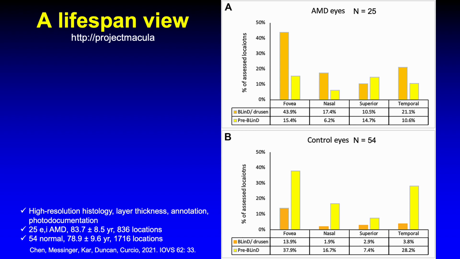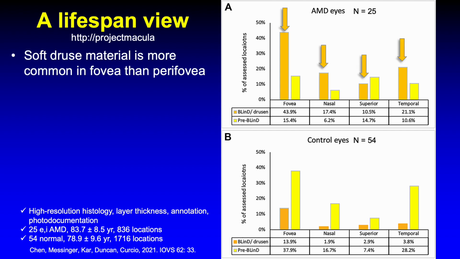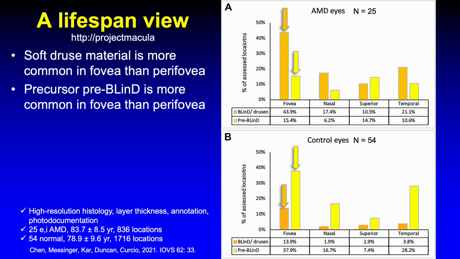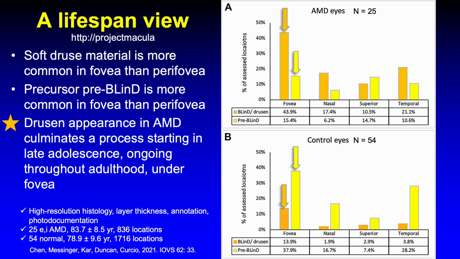This comparison of many AMD and age control eyes comes from the Project Macula website and shows that soft druse material is more common in the fovea than in the perifovea, and that the precursor pre-basal linear deposit is also more common in the fovea than the perifovea. So drusen appearance in AMD culminates a process starting in late adolescence and ongoing throughout adulthood.